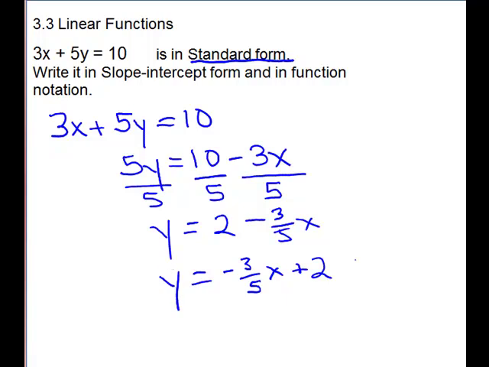Remember that f of x and y are the same thing. So we can rewrite this as a function just by writing f of x is negative 3/5 x plus 2.